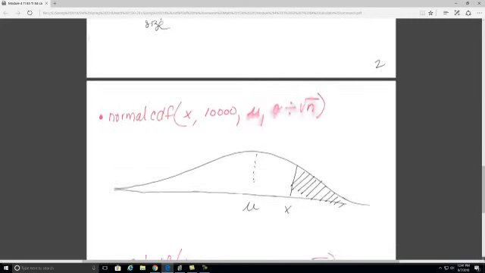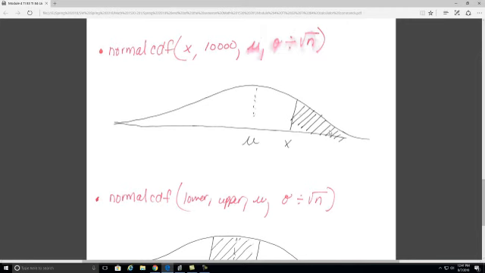When it is greater than, notice how it's shaded to the right. Your lower bound would be x, upper bound would be positive 10,000, then you have your mean, then your standard deviation divided by the square root of n.